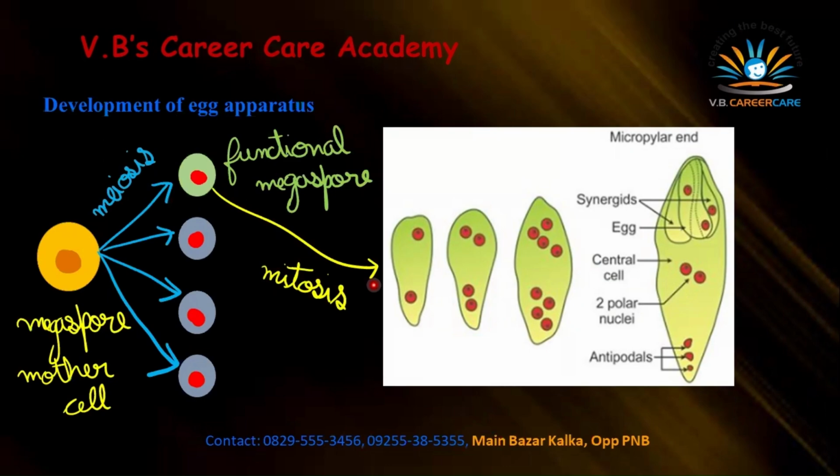Now let us see the development of the egg apparatus. As the pollen grains were developed from microspore mother cells, the egg apparatus develops from the megaspore mother cell. It undergoes meiosis to produce four haploid cells, but only one of them is the functional megaspore. This functional megaspore undergoes mitosis, which is cell division. One cell produces two cells, then these two produce four cells, then these four produce eight cells or eight nuclei. These eight nuclei get arranged in the form of antipodals, polar cells, central cell, synergids and egg, and that is how the egg apparatus is developed.